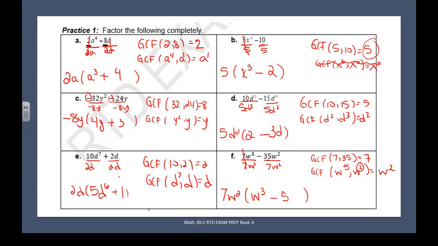Okay? So I kind of like to take my time with factoring because factoring really is the foundation for all of the rationals. If you can factor, it makes the rest of rationals a lot easier.